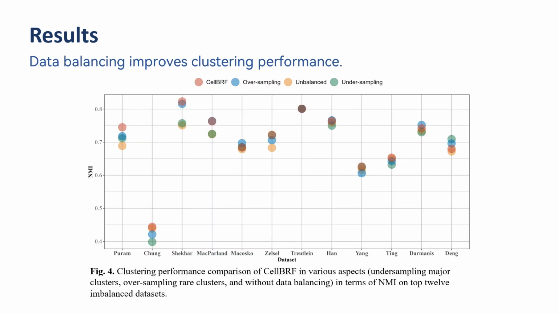To demonstrate the effectiveness of the data balancing strategy, we test the clustering performance of CellBRF in various scenarios: undersampling major cluster, oversampling rare cluster, and without data balancing. Combining both strategies has better clustering performance than using only one of them, indicating that our balancing strategy is effective in handling imbalanced data that can be used in random forest.